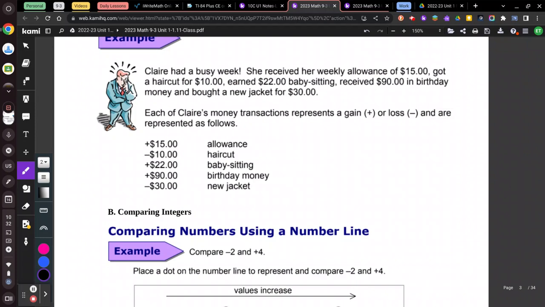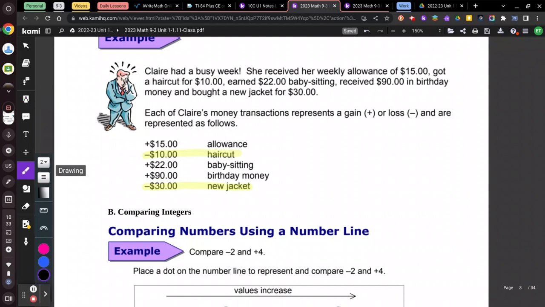All right. We have Claire. She had a busy week. She received her weekly allowance of $15. She got a haircut of $10. Then she went babysitting and made $22. And she got $90 for her birthday. And then she bought a jacket for $30. We want to see what the gains and losses in her account are. The things that she has to pay for are the haircut and the jacket. Everything else is positive money.